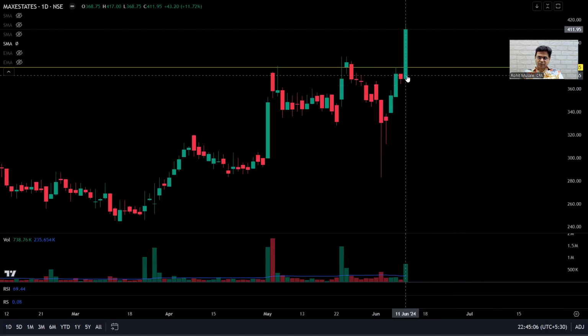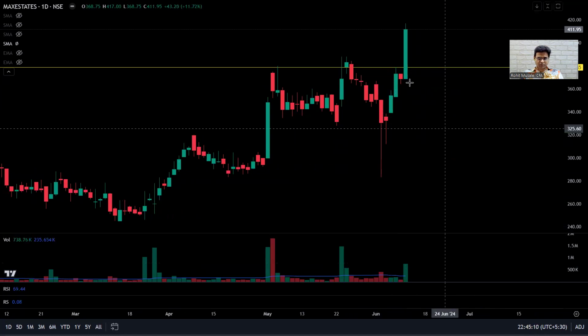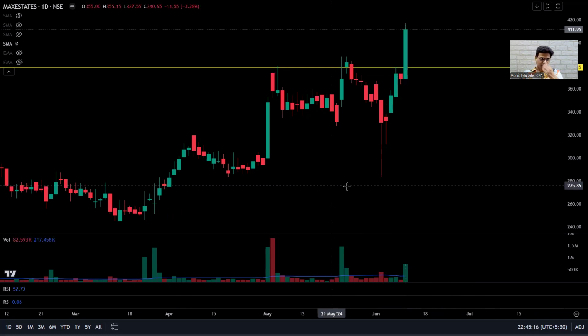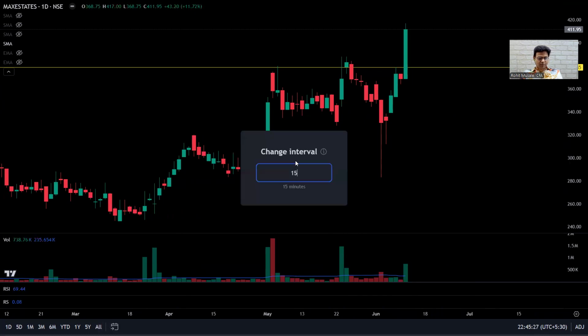Okay. So let's see how I executed this trade on the 15-minute chart, because I can't buy on the daily chart, right? Imagine the price touching the yellow line on the daily time frame chart, which is this chart. If I buy here, and what if it starts to come down? That's a problem. So I wait for a breakout on the 15-minute chart. So let us look at the 15-minute chart.